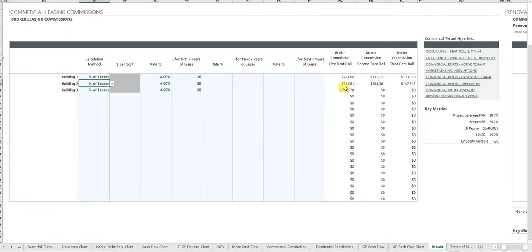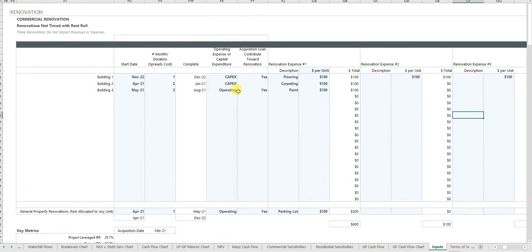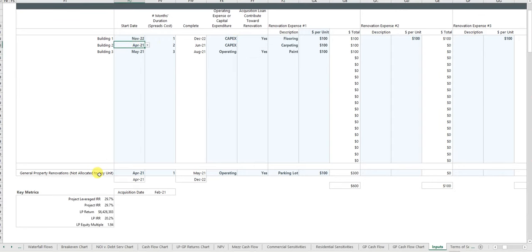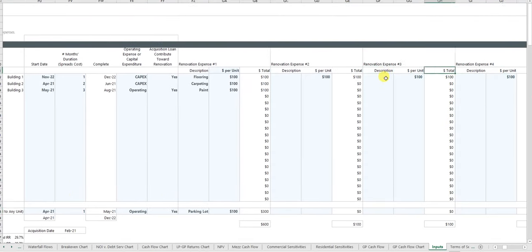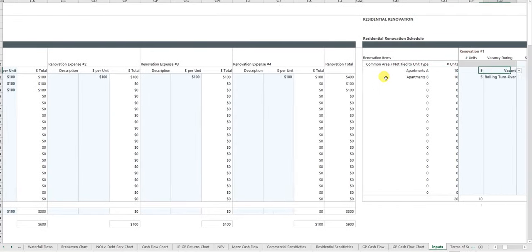You also have different ways of looking at the broker leasing commissions. Do percent of leases based on the lease term. You could also do dollars per square foot if you prefer. You can also have commercial renovations that are not TIs. They're not tied to the rent roll at all. They're just renovations that you're going to do. And you can tell the model whether these are capital expenditure improvements or operating expenses, whether the acquisition loan will contribute toward them, and when they start. You can also have renovations that are not linked to a particular tenant, such as a parking lot. A few different inputs here for the particular expenses.